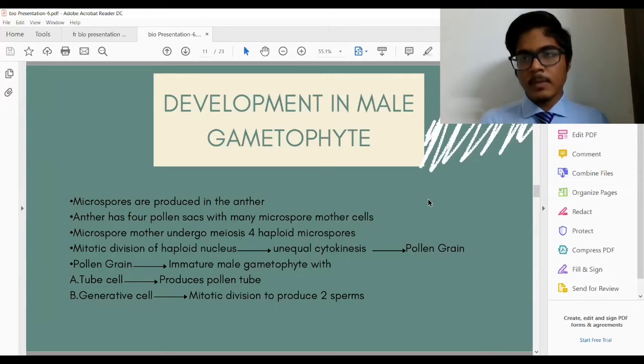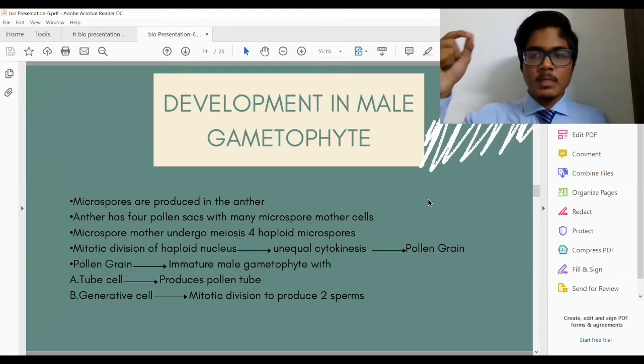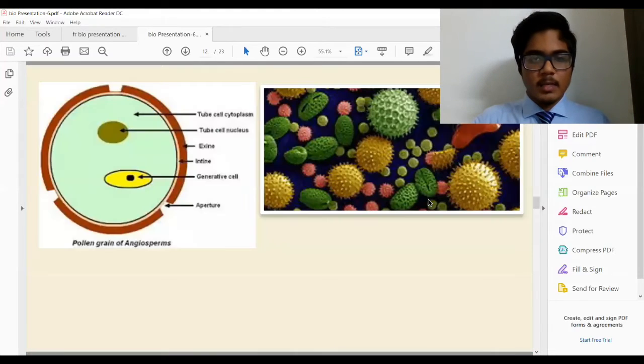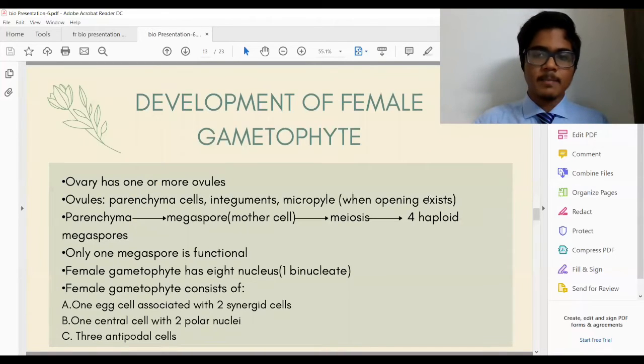So why is it immature? It gets mature only when it gets germinated, or only when it falls on the stigma of a female reproductive system. Okay, let's move on to the next part. This is just a simple microscopic picture. Okay, next. Female gametophytes.